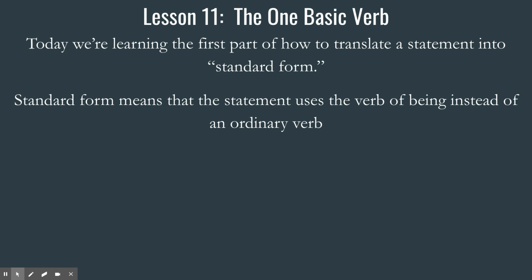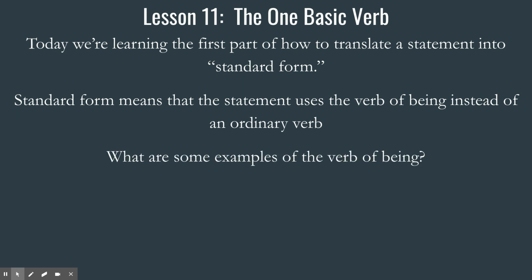And to translate a categorical statement into standard form means that the statement uses the verb of being instead of an ordinary verb. So grammar is going to be a big part of our day today and for the rest of the term. What are some examples of the verb of being? Am, is, are, were, will be, etc. That is the verb of being. So every one of these categorical statements, your verb must be the verb of being.